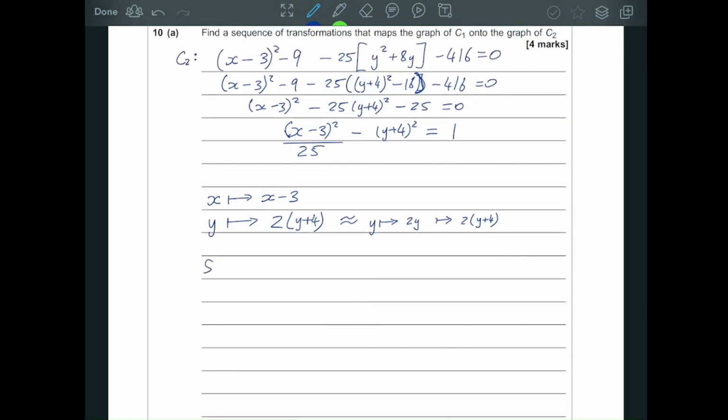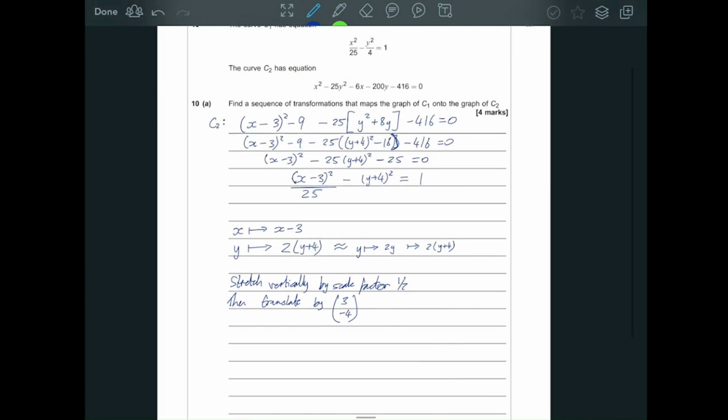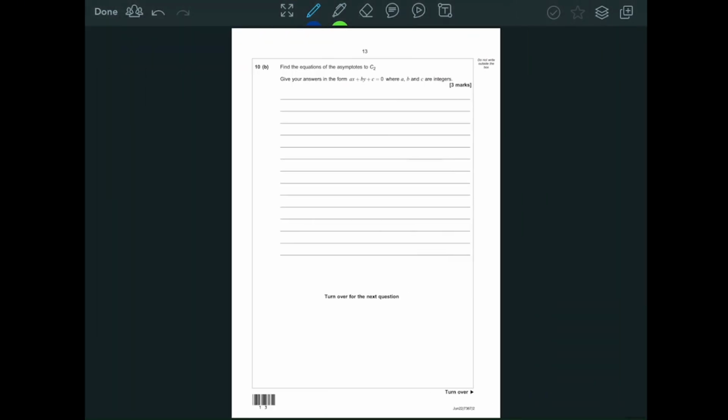So let's describe this. It's going to be a stretch vertically by scale factor a half. Remembering that in these further maths, everything is backwards. Stretch vertically by scale factor half. Then translate by, and we can put these together as a single vector, 3, -4, swapping both of the signs there. Okay. 4 marks, quite a lot of work to do for those 4 marks.